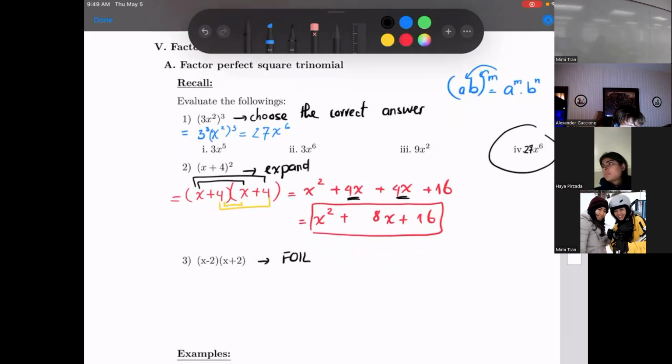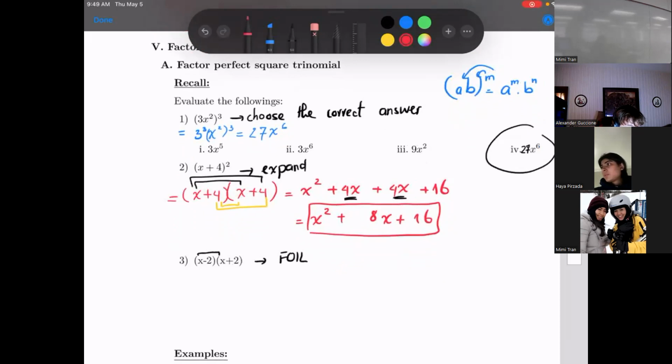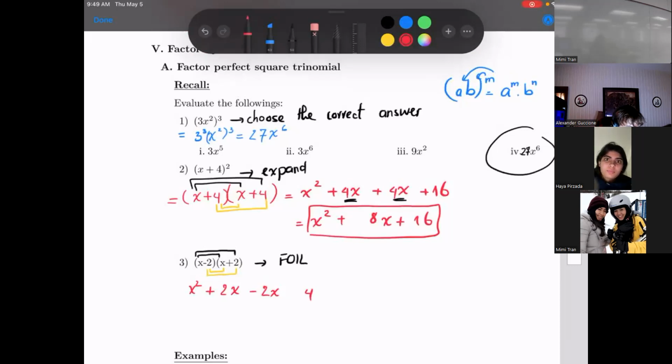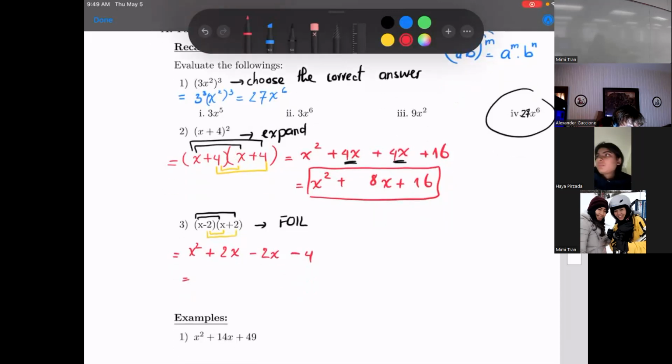x times x is x squared, right? Positive 2x. And then negative 2 times x is negative 2x. And then negative 2 times positive 2 is negative 4. What's wrong with me today? Can't do things right. And then combine like terms. x squared. Yeah, the x terms cancel because they are opposite. So I got x squared minus 4.